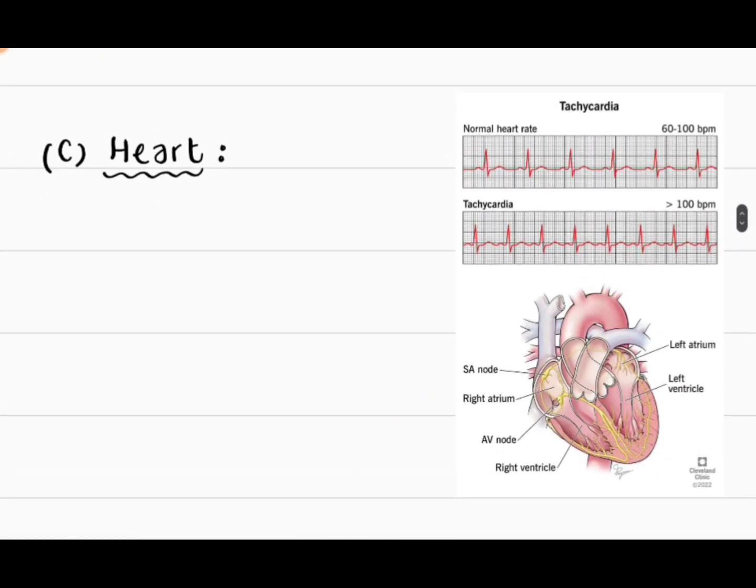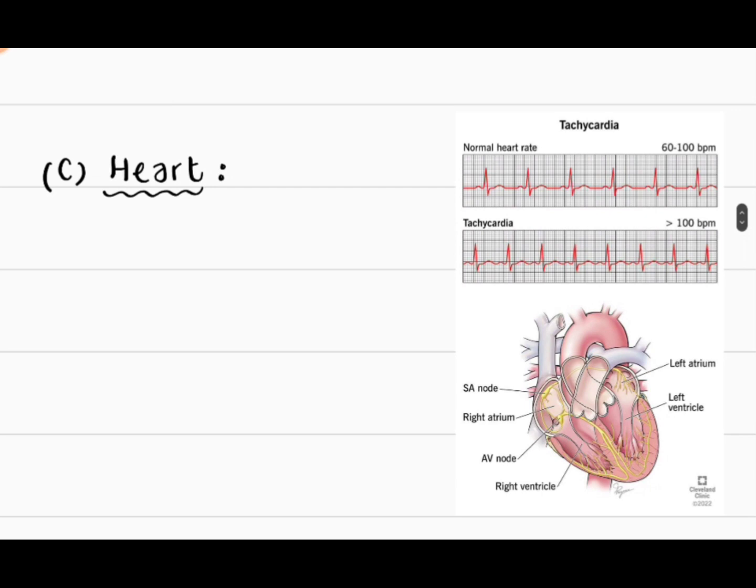Third organ is the heart after the eye. So in the heart, we have the SA node right here. This is the SA node, and from this SA node, the impulse is transmitted into the AV node right here, and from there, the impulse is generated in this way.